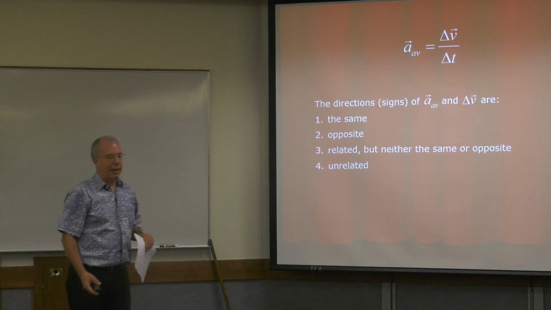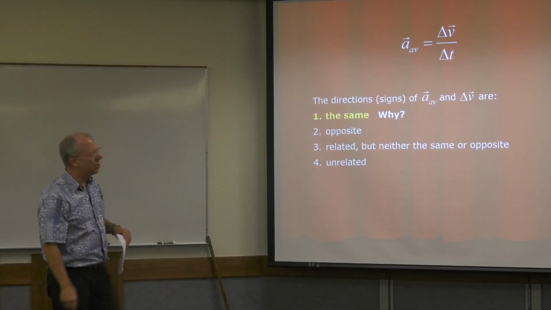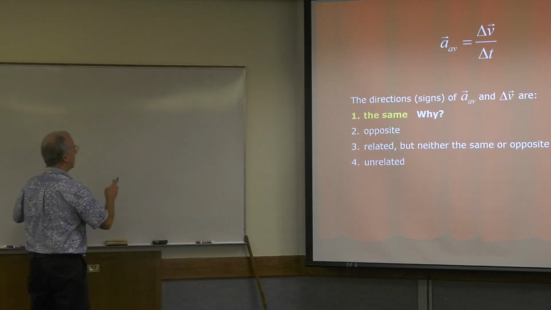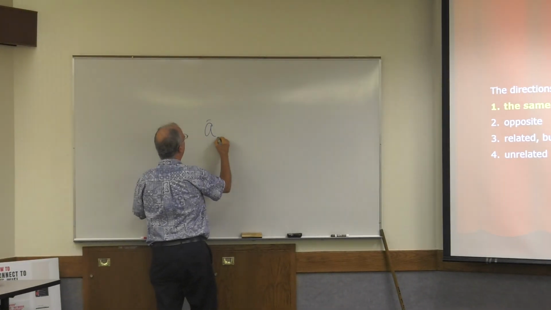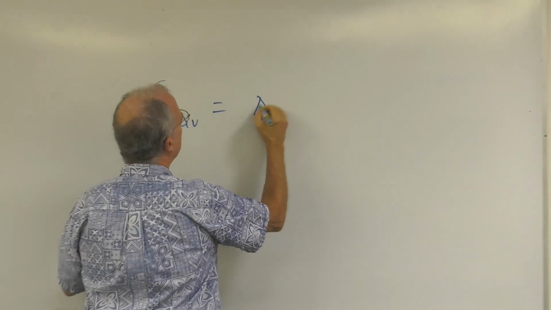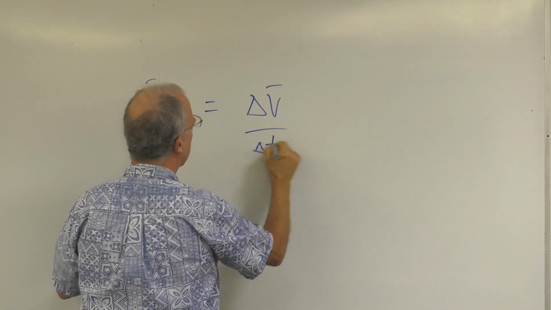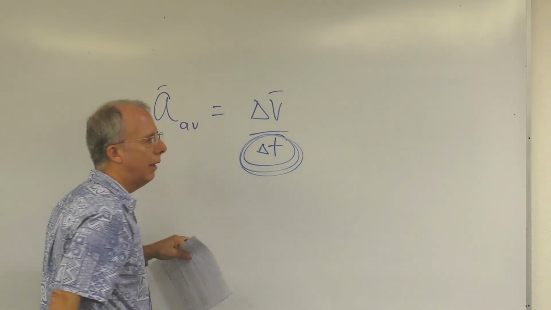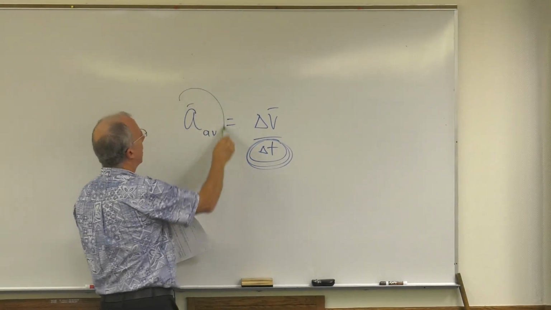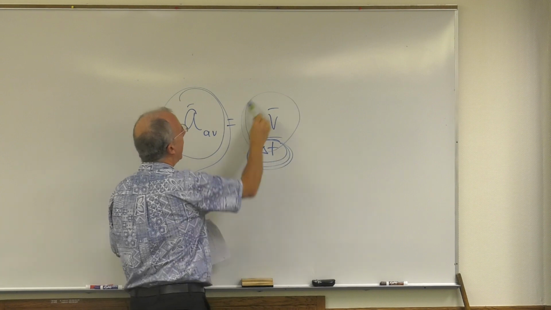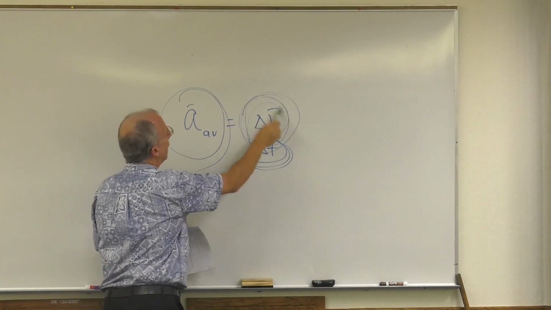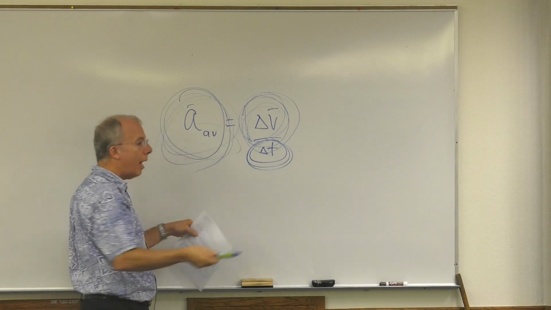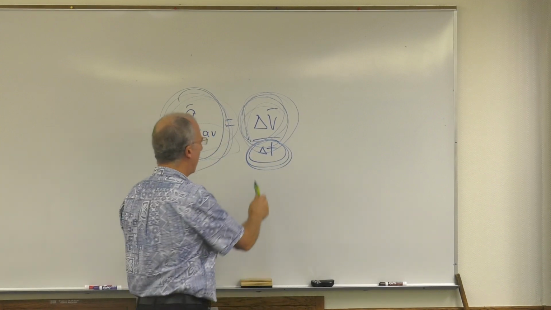All right, the answer is the same. Why? Well, kind of like what I just said. So a average equals delta v over delta t. Now, delta t is always going to be positive. So doesn't that mean that this sign has to be that sign, right? If this is negative, doesn't that have to be negative? If this is positive, doesn't that have to be positive? Well, yeah, because this is always positive.